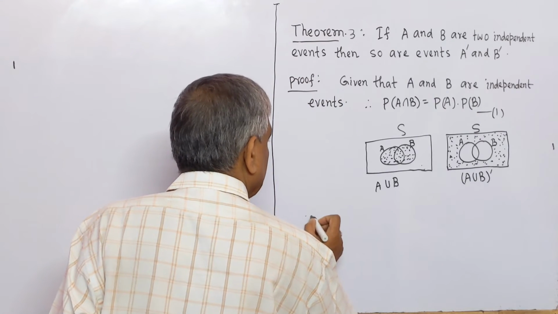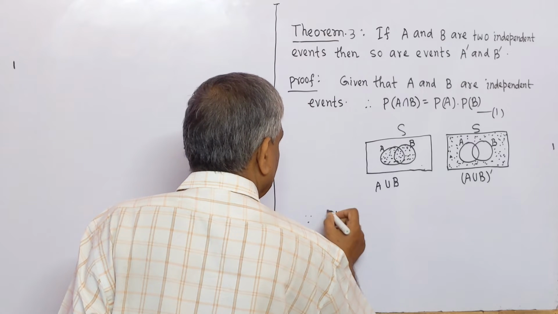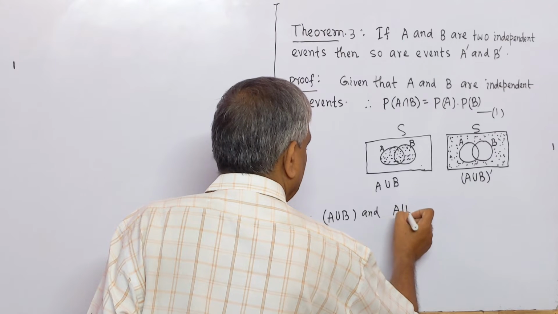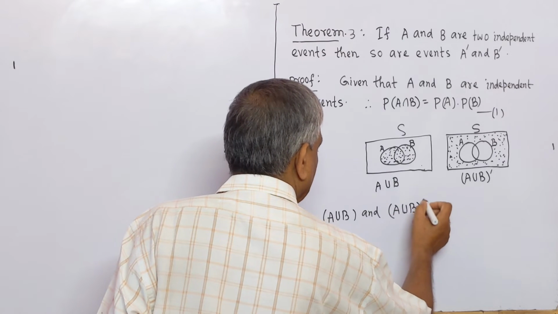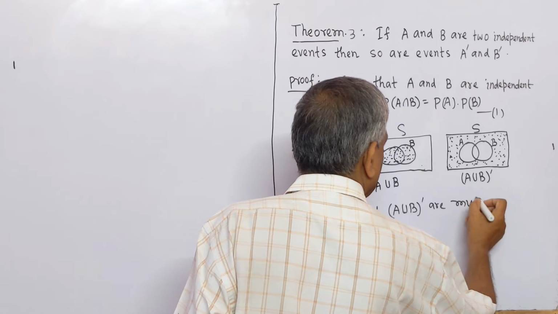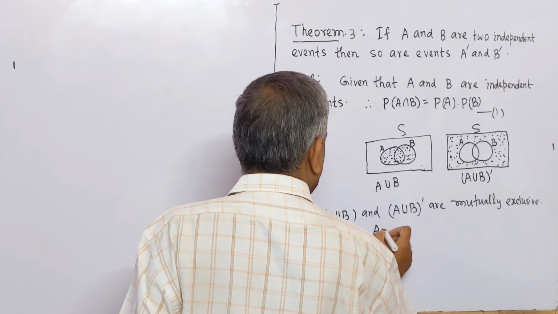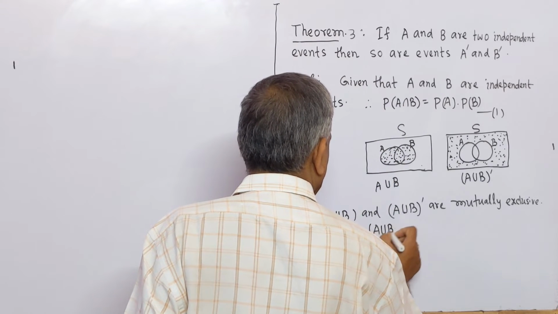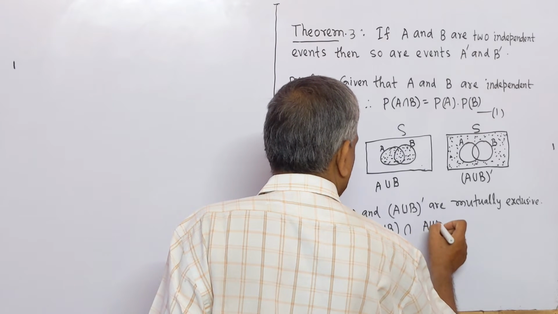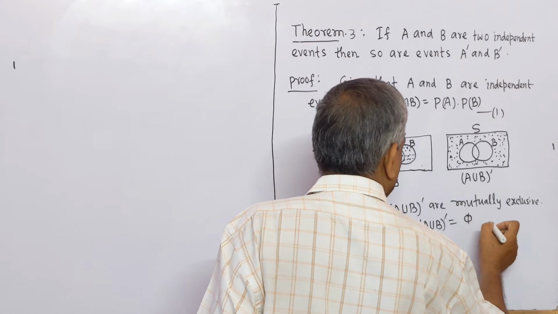Therefore, since A union B and complement of A union B are mutually exclusive, therefore A union B intersect complement of A union B equal to phi. This is number 2.